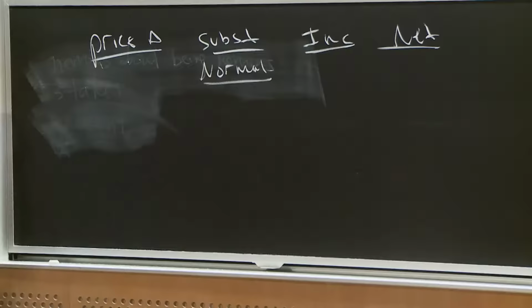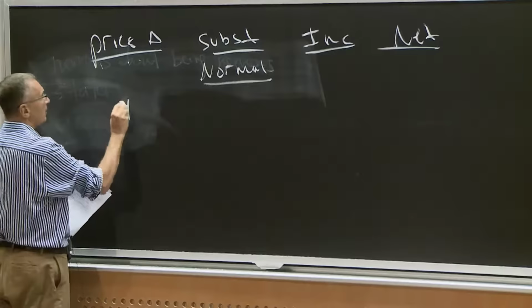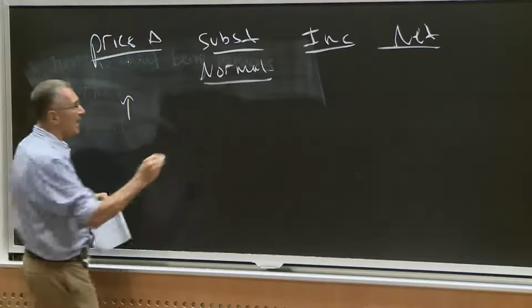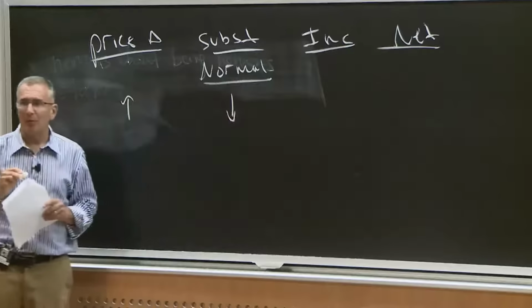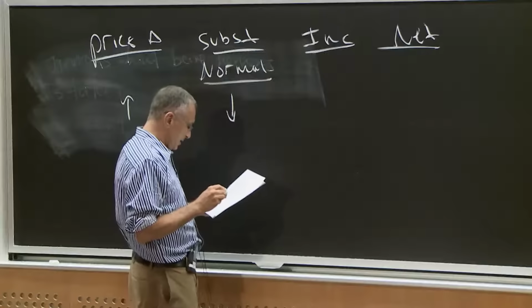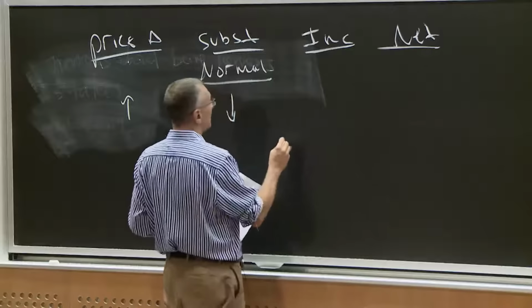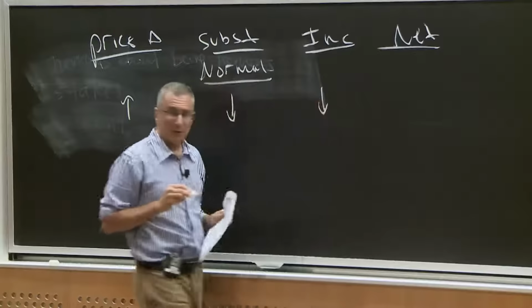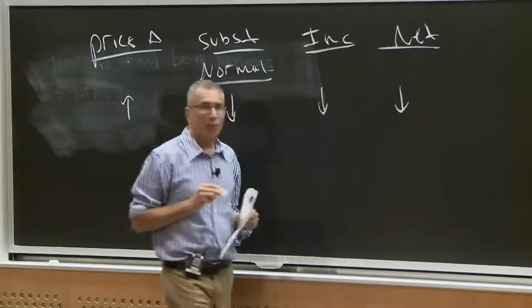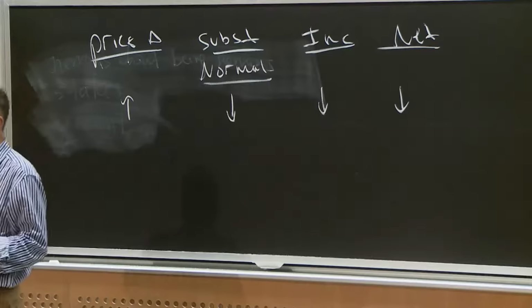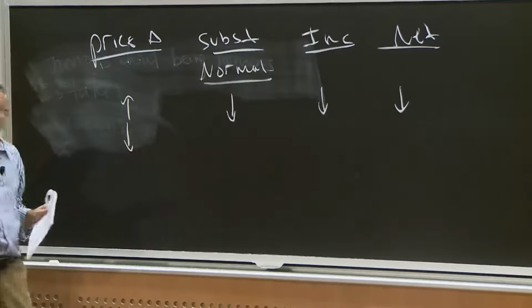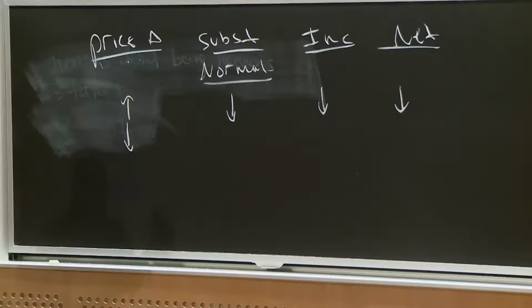So with normal goods, if the price goes up, like I just showed you, the substitution effect must be negative, must be the opposite of the price change. The income effect, if it's a normal good, must also be negative. Therefore, on net, you get a higher price leads to lower demand. Likewise, if the price goes down, this is what this good question was highlighting. I was just looking at price going up.